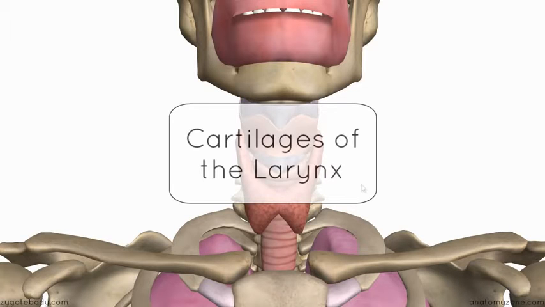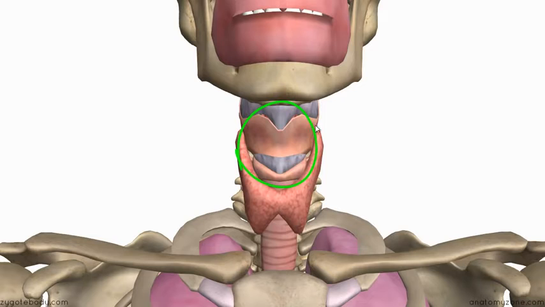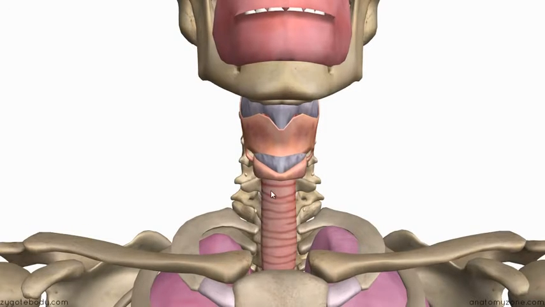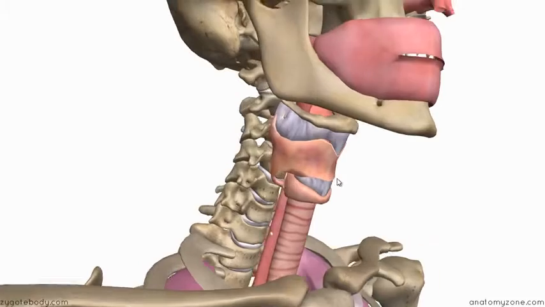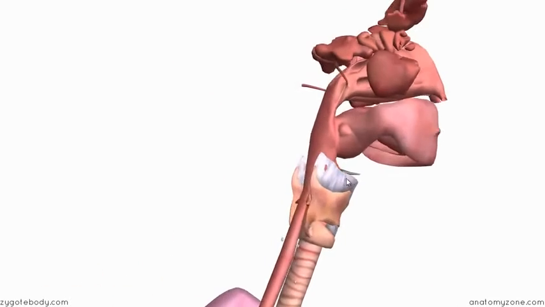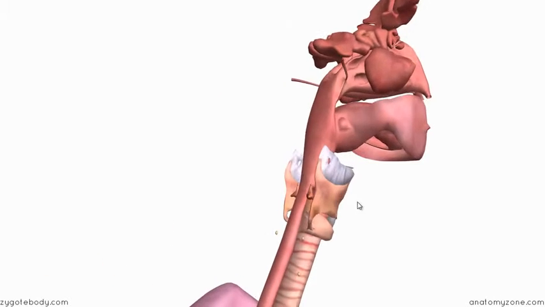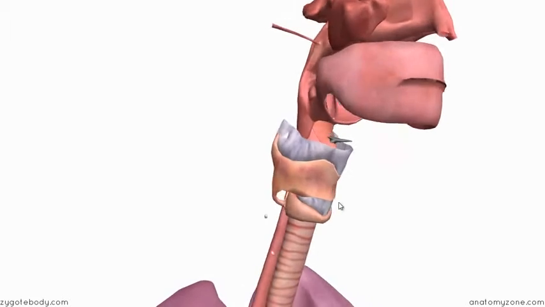Okay, so this is a tutorial on the larynx. The larynx is this set of structures here, and you've got cartilages, muscles, and ligaments which make up the larynx. Below the larynx, it's continuous with the trachea, and above the larynx, you've got the pharynx. So you've got the pharynx above and the trachea below.